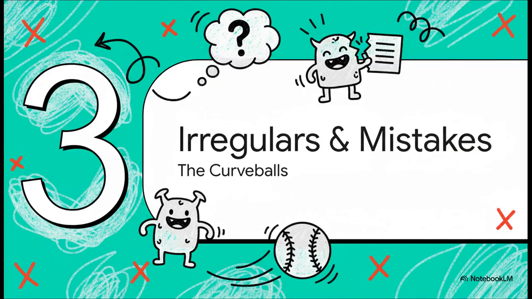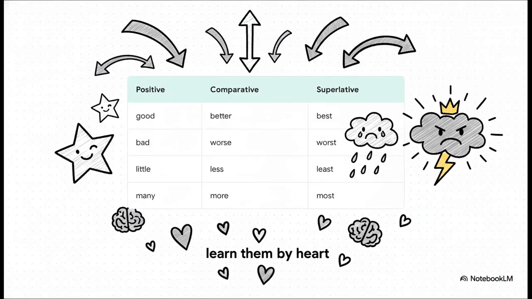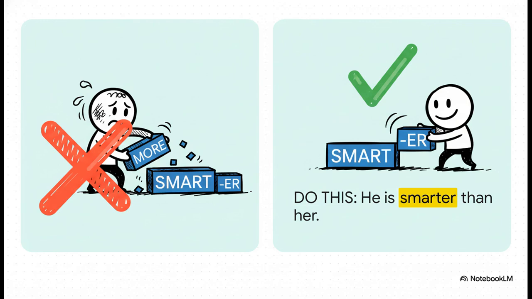Now, every language has its quirks, right? And English has plenty. So, you ready for a few curveballs? Let's talk about the words that love to break the rules and a couple of really common mistakes that you'll want to avoid. Okay, these words are really interesting because, honestly, they don't follow any of the rules we just talked about. They just transform. Good doesn't become gooder, it becomes better and then best. Bad becomes worse and worst. These are total rule breakers, and since they're some of the most common words we use, you pretty much just have to memorize them.